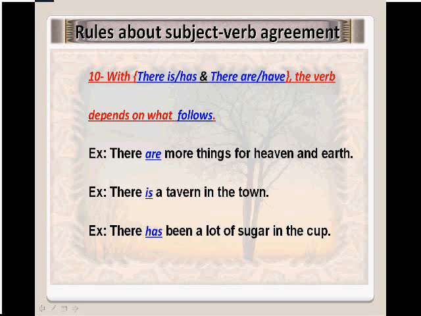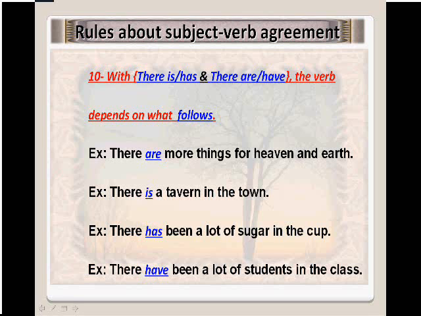There has been a lot of sugar in the cup. Again, why did I put has here? Because it depends on what came after it, which is sugar. And I think by now you know that sugar is an uncountable word, and so it should take a singular verb.